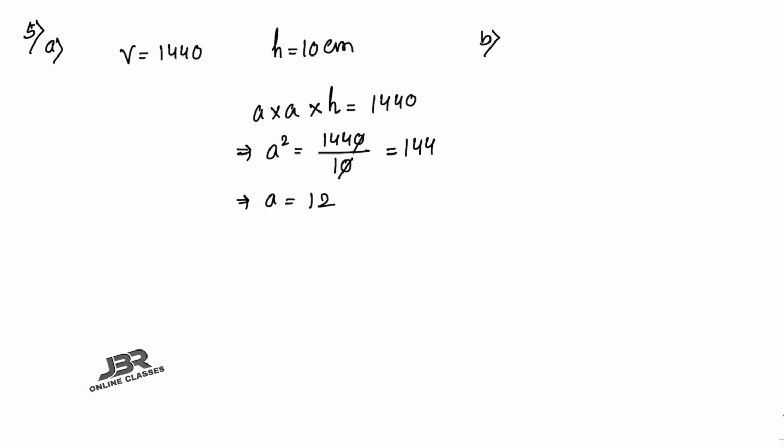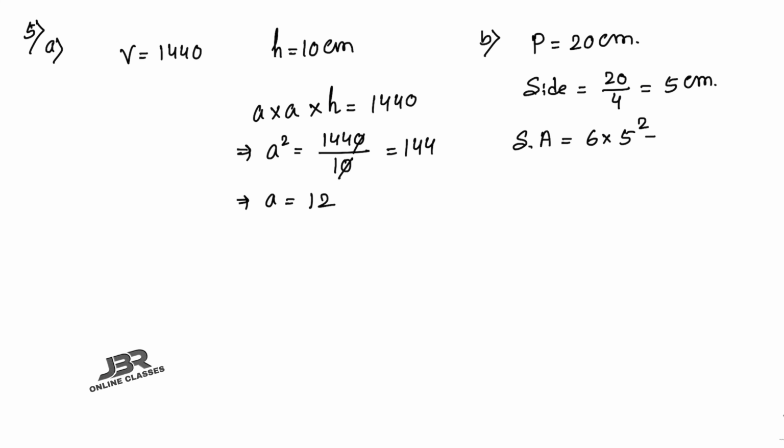Next, B. The perimeter of one face of a cube is 20 centimeter. That means the side of the cube will be 20 divided by 4 as it is a square, so 5 centimeter. Find the surface area and the volume. The surface area formula is 6a square. That means 6 into 5 square. 5 square means 25. So 25 into 6, 150 centimeter square. Next, volume. Volume means a cube. So 5 whole cube. That means 125 centimeter cube is your answer.